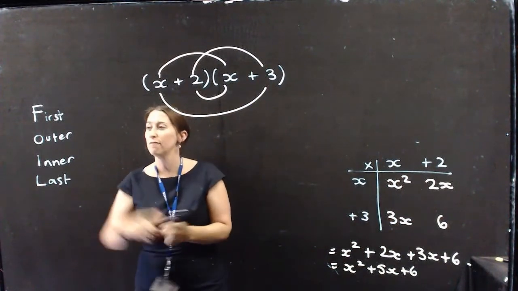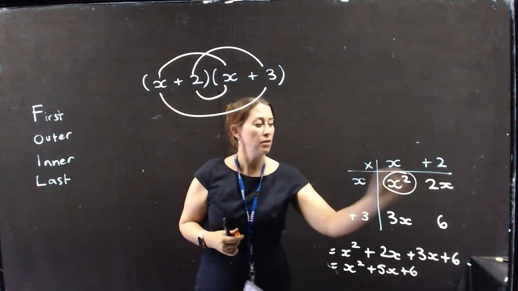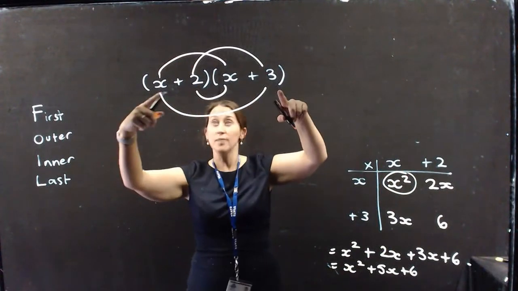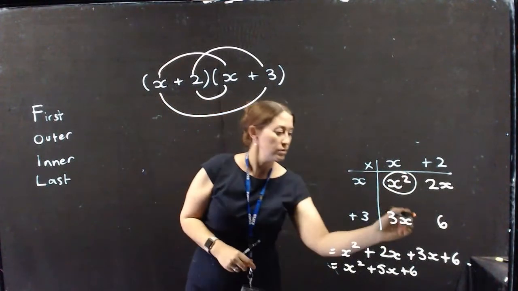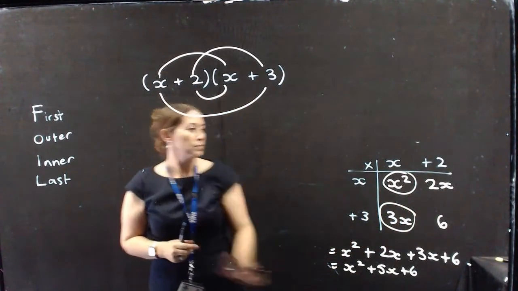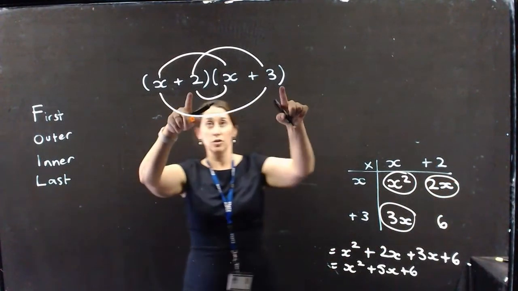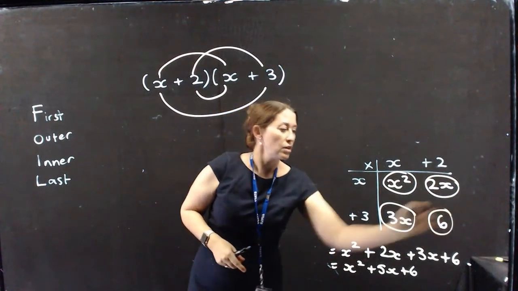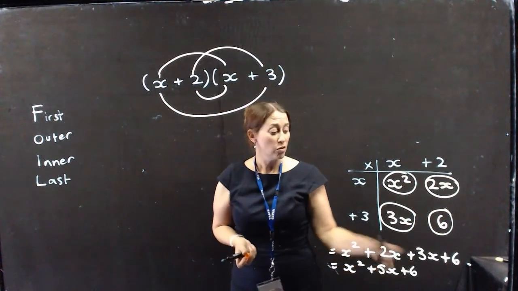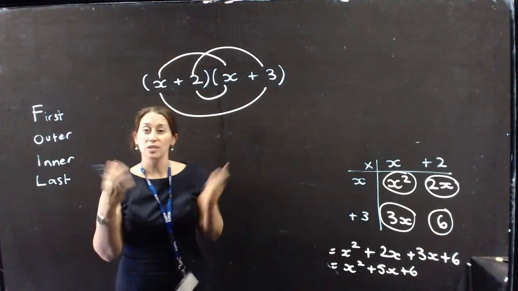Okay, let's do it. First, x times x. Well, that gives me x squared, so that's this bit here. The outside of each bracket, x times 3, that's 3x. Gives me that one there. The inner, 2 times x, 2x. Gives me that one. And then finally, the last, 2 times 3, gives me 6. Then we add it together, and we're left with the simplified expression as long as we simplify the like terms together in the middle. And this is what we're going to use to expand a binomial.